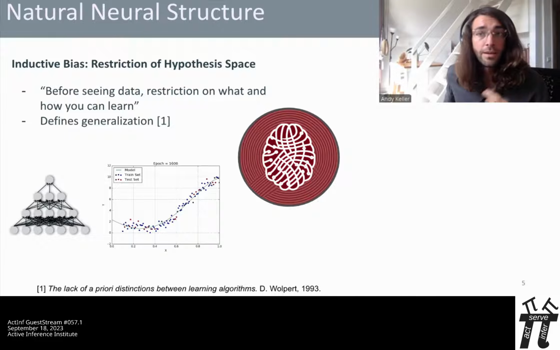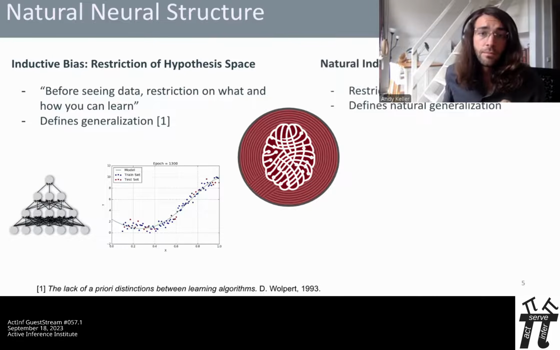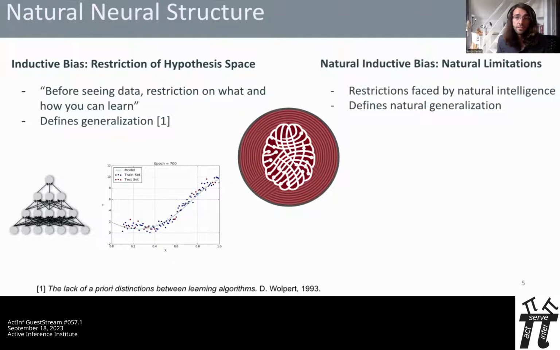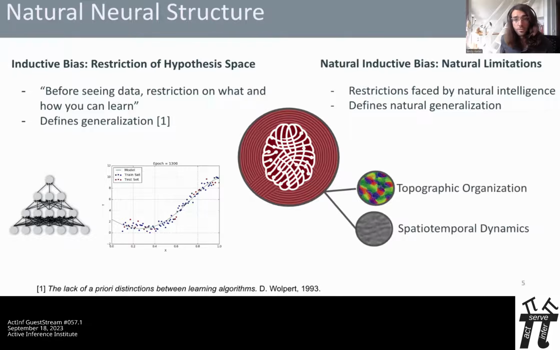What we mean by natural inductive biases, then, is biases that stem from the restrictions and limitations faced by natural systems by the nature of having to live in the real world. For example, the brain has many efficiency constraints and physical constraints by nature of its construction. Following this logic, these constraints are really playing some role in our generalization abilities, which currently exceed modern artificial intelligence, as we'll go into next. In this talk, I'll be focusing specifically on two types of structure which my work has studied: topographic organization and spatio-temporal dynamics.